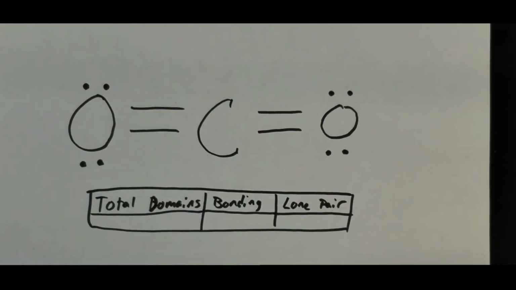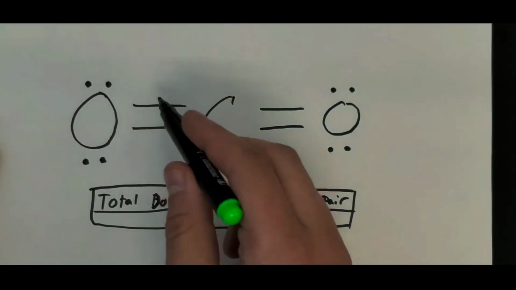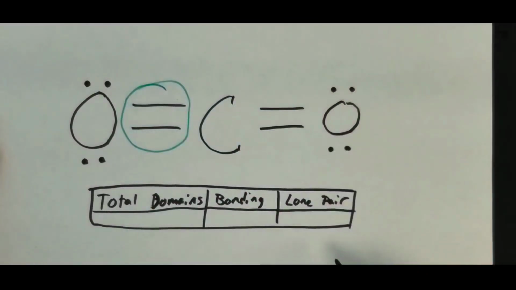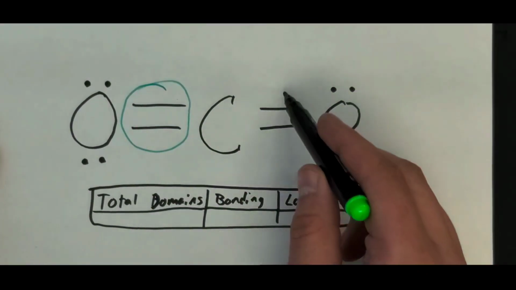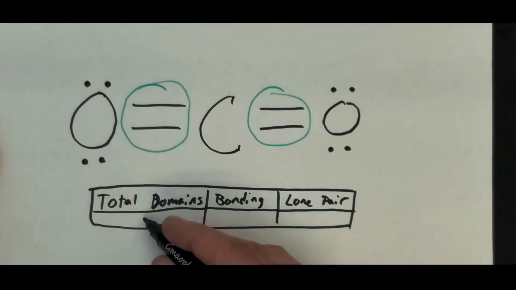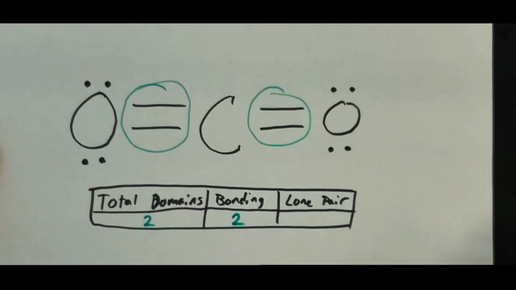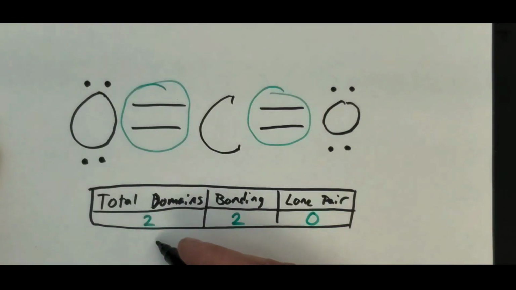So let's take a look at those electron domains around this central carbon atom. We have 1 electron domain in this double bond and 2 electron domains when we count this other double bond. That's a total of 2 domains. Both of them are bonding domains. There are no lone pairs. When you look up on your table, you're going to find that that is a configuration for a linear geometry.